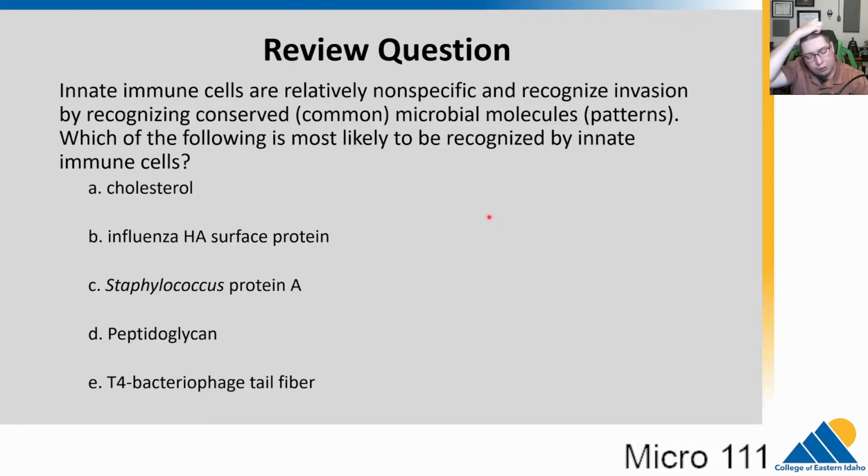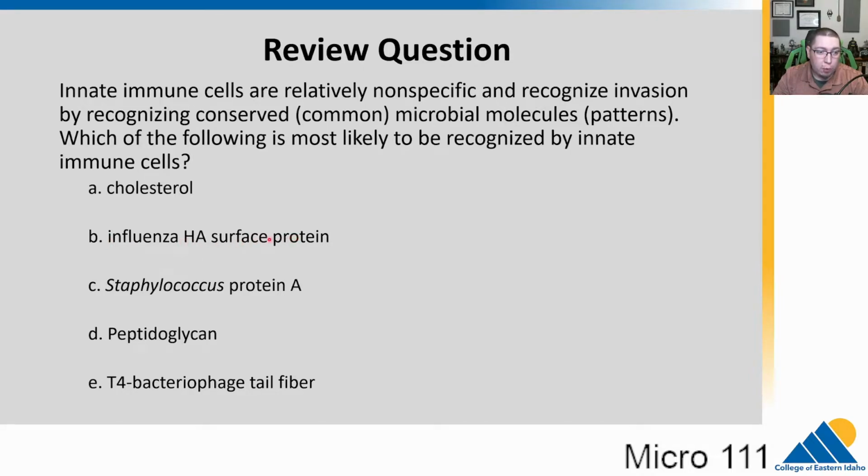All right, so key points. Innate immune cells are relatively non-specific and recognize conserved patterns, so things that lots of microbes have. Okay, cholesterol, that is something that we have in our membranes. That is probably bad if our immune system recognizes that. So right off the bat, cholesterol's out.